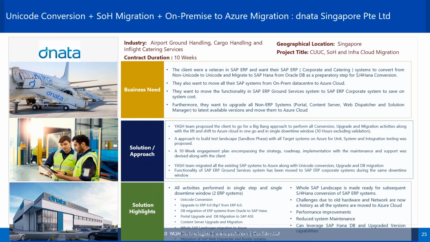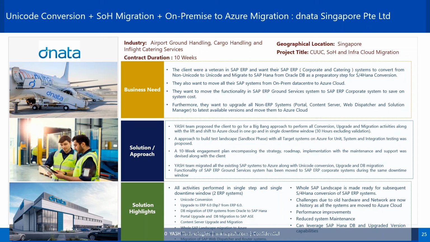So this is Dinata, a ground handling and air catering services company based in, of course, the Emirates, but in Singapore they have a regional center catering to the region. The customer was on an Oracle and Linux environment on-prem in a third-party data center, in other words. So we had to simultaneously do a lift and shift to the Azure environment and achieve non-Unicode to Unicode conversion and the Oracle database to HANA, and of course ECC from a base ECC to EHP7. So move to SAP EHP7 on HANA. So this is something which we have done.